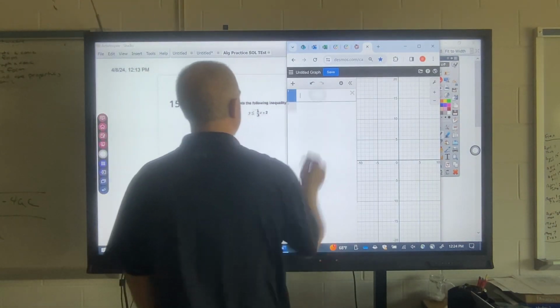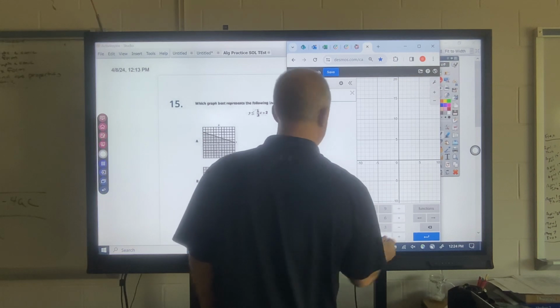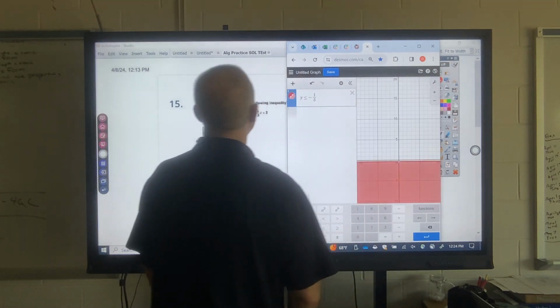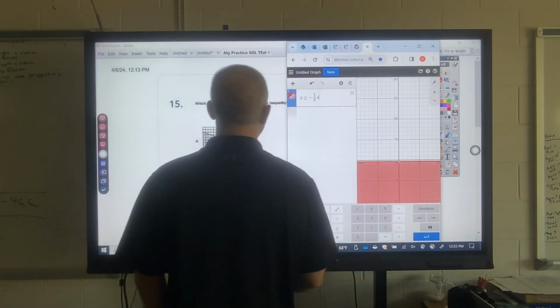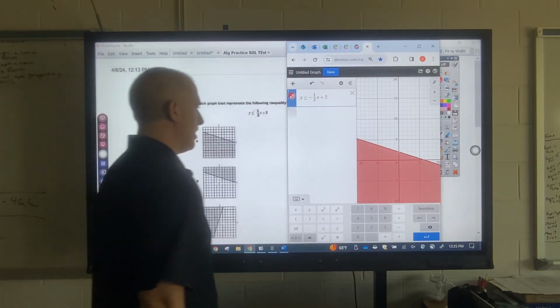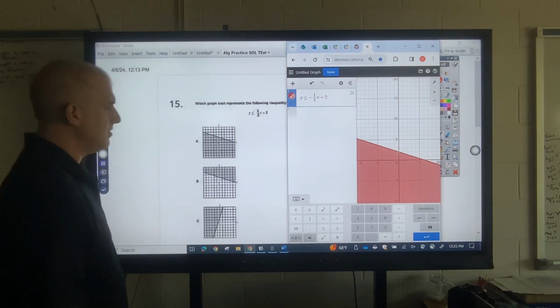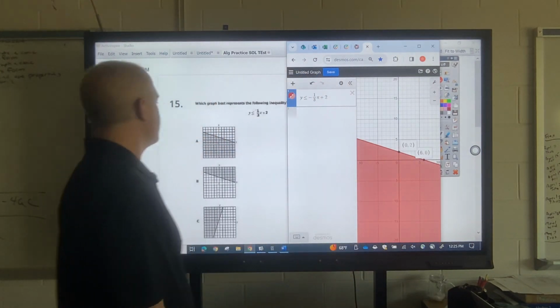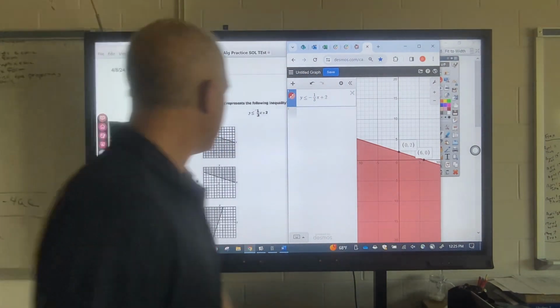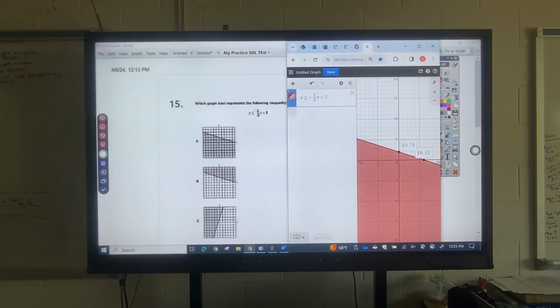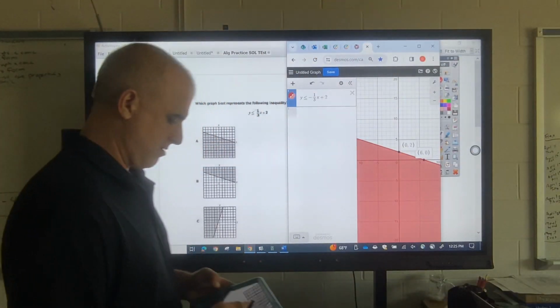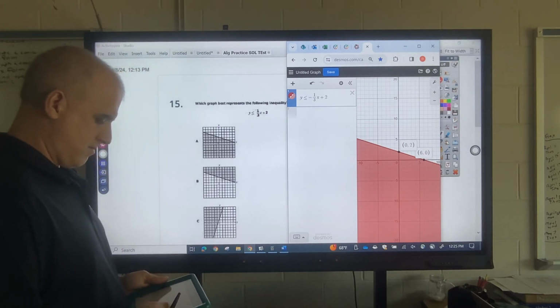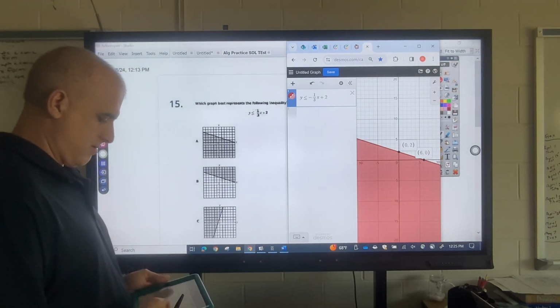So what I want to do is type that in. Negative 1 divided by 3, click over here, x plus 2. That goes at 2 and 6, shaded below. Let me just make sure that's correct as far as the number goes. Finding it real quick. Did that one, did that one.